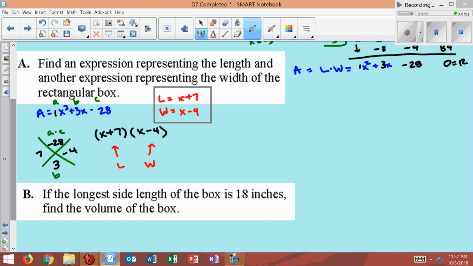Part B says that the longest side of the box is 18 inches, then find the volume of the box. Okay, so now if the longest side is 18, then that would mean I'm going to take this x plus 7, because I think that's the longest side. So x plus 7 would equal 18. If I subtract, that means x is 11.